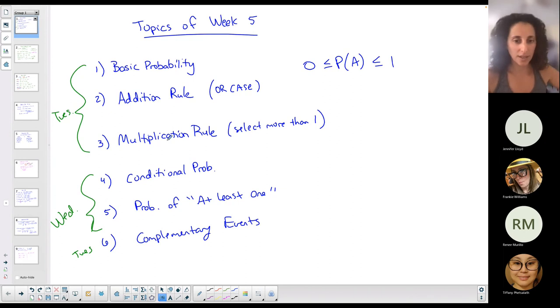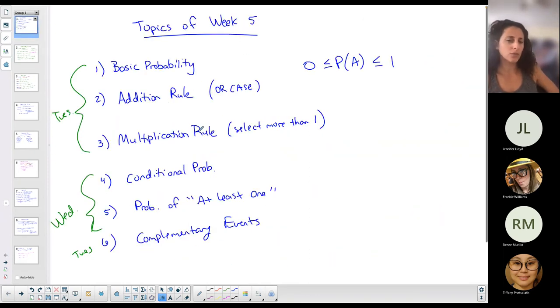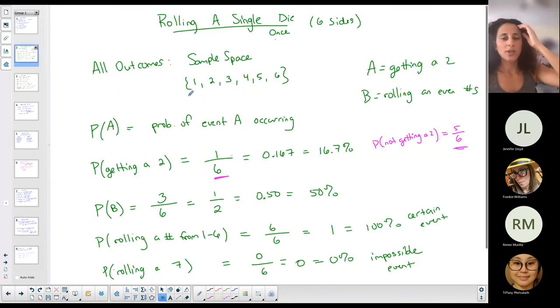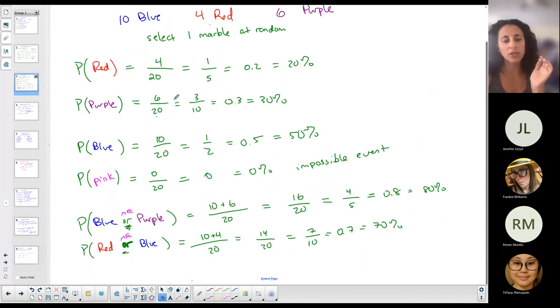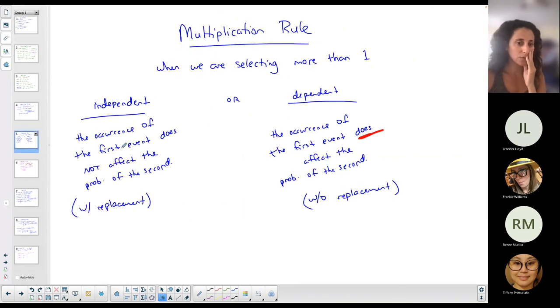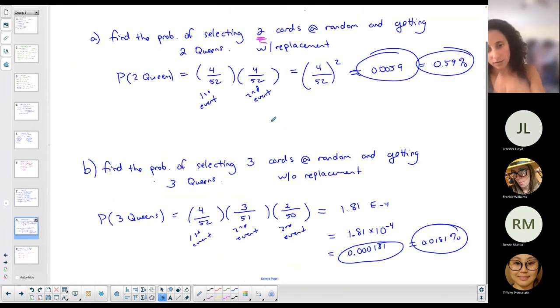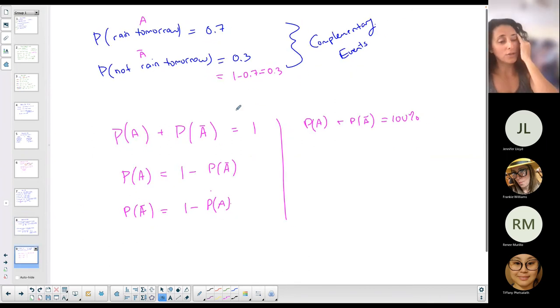There's a formula that goes with this that I didn't introduce yet because I didn't talk about conditional probability yet, which I will tomorrow. The only reason I would introduce the formula for the multiplication rule is because they have one or two questions that deal with using it, manipulating it. But other than that, you could do it intuitively. So we talked about some basic probability in different ways, rolling a single die, a bag of marbles. I talked about the OR case, and anytime you hear this or that, you go straight to thinking about the addition rule. Multiplication rule is when you select more than one. So I did a couple different scenarios with a deck of cards. And then I talked about complementary events.